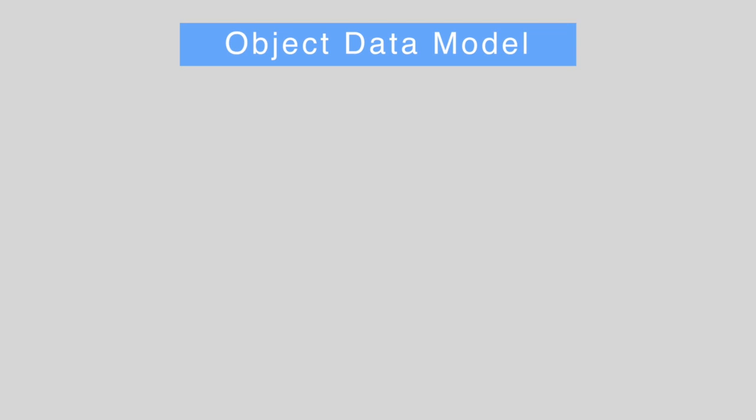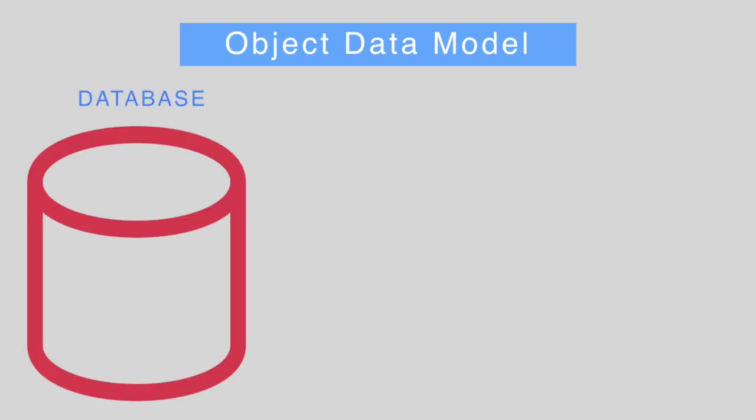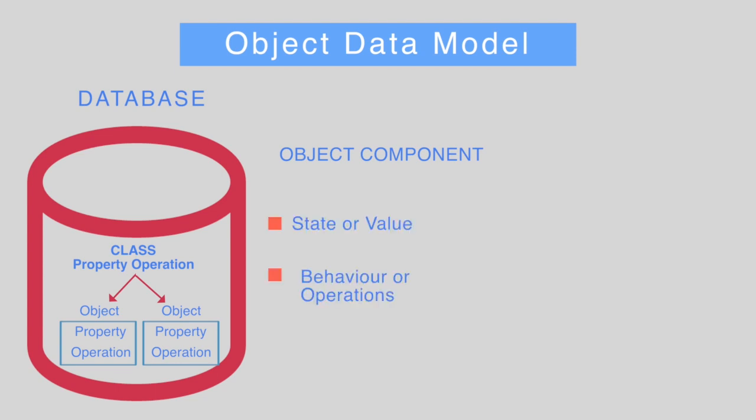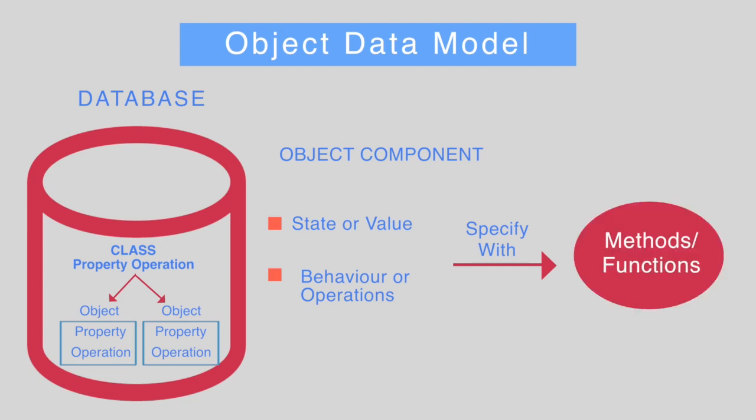The object data model defines a database in terms of objects, their properties, and operations. A typical object has two components: state or value, and behavior or operations. Objects with the same structure and behavior belong to the same class. The operations of each class are specified in terms of predefined procedures called methods or functions. We have seen what the object data model is.